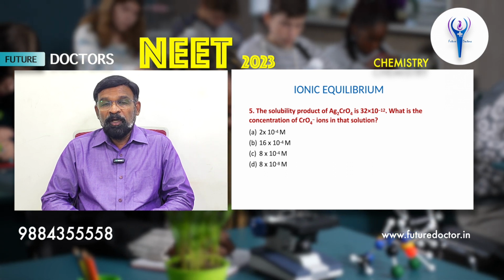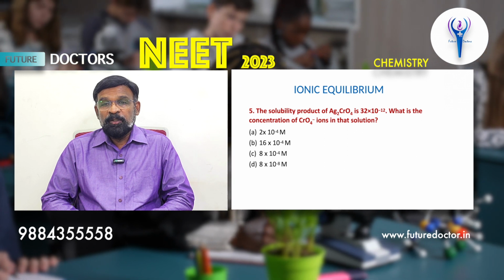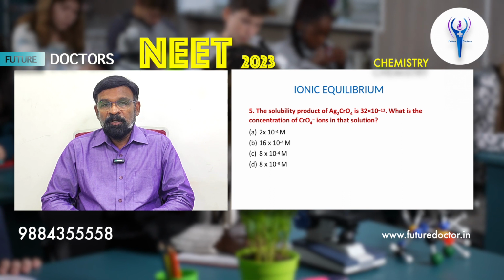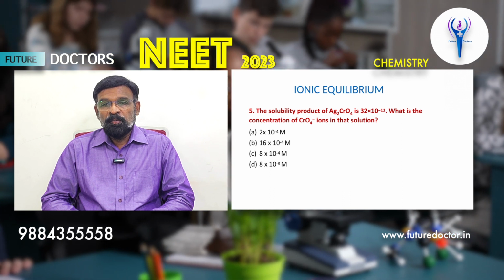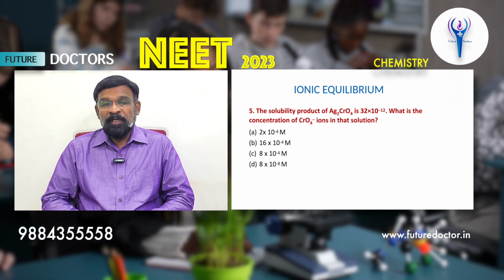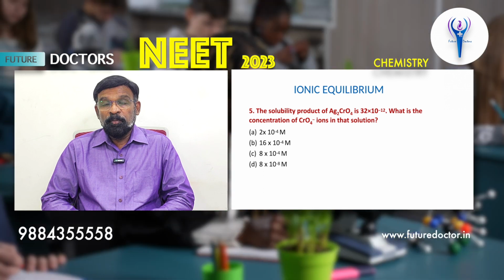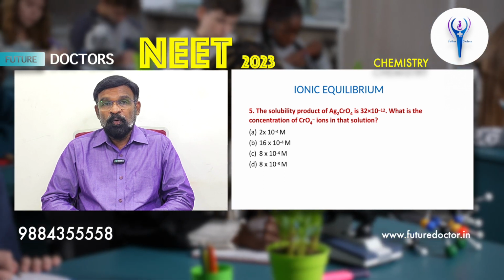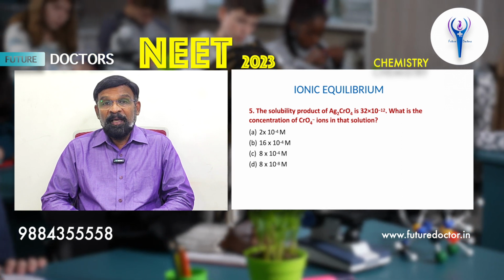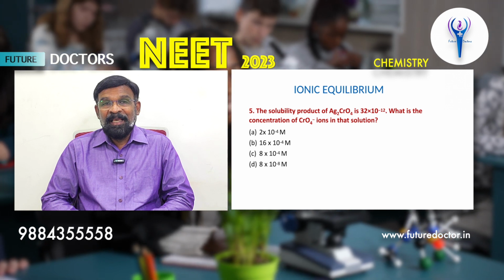The solubility product of Ag2CrO4 is 32 into 10 to the power of minus 12. What is the concentration of CrO4 ion in that solution? Option A, 2 into 10 to the power of 4 M; option B, 16 into 10 to the power of 4 M; option C, 8 into 10 to the power of minus 4 M; option D, 8 into 10 to the power of minus 8 M.